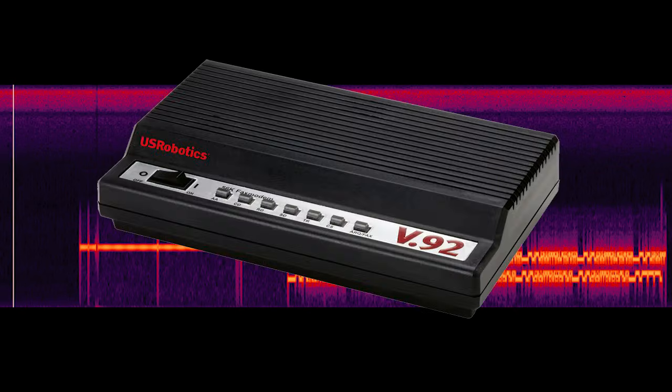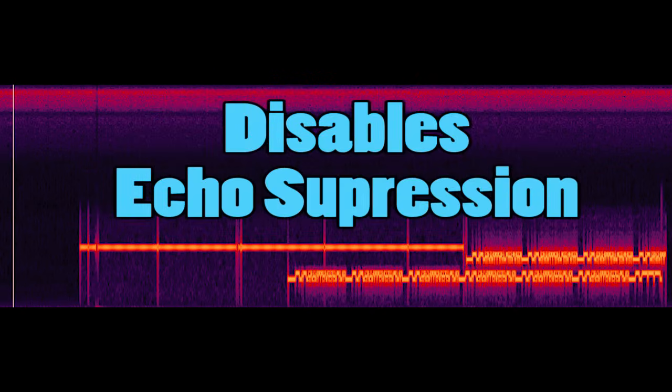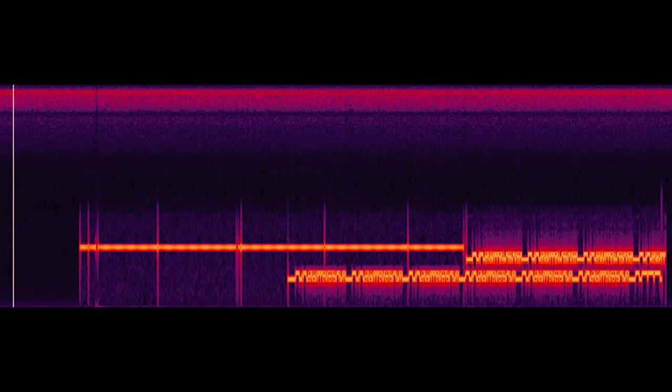This tone is emitted by the receiving modem. This tone disables echo suppression, because if echo suppression was enabled, it could corrupt data. But what is echo suppression?